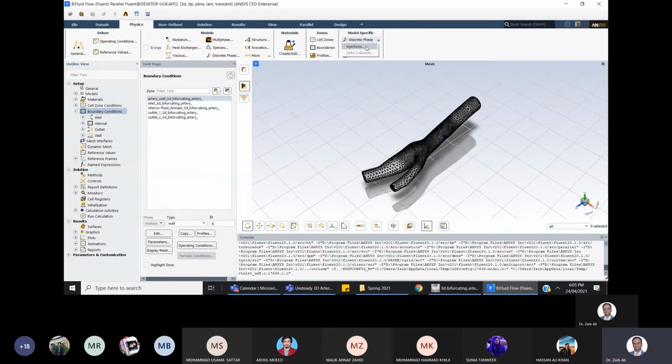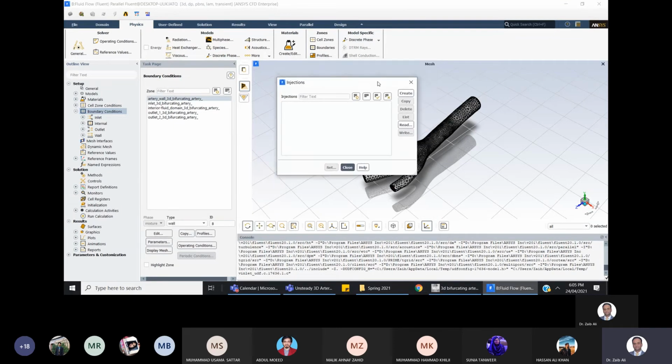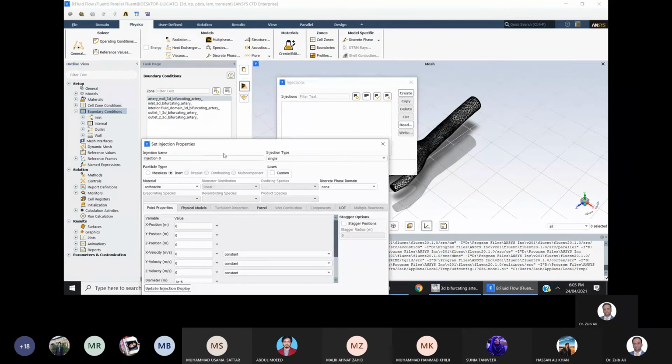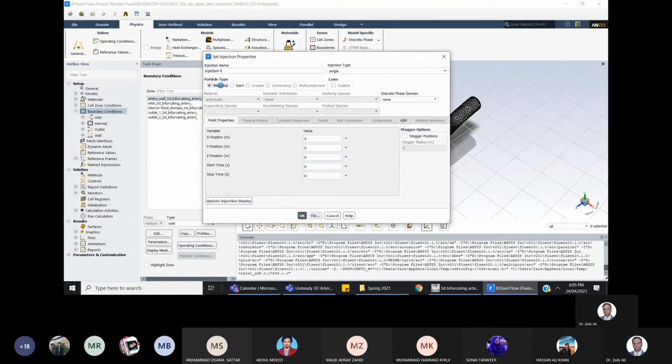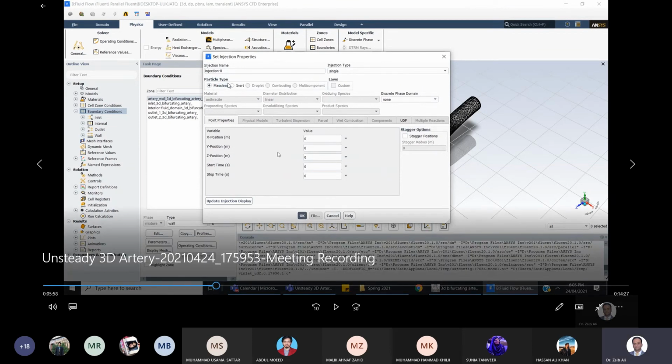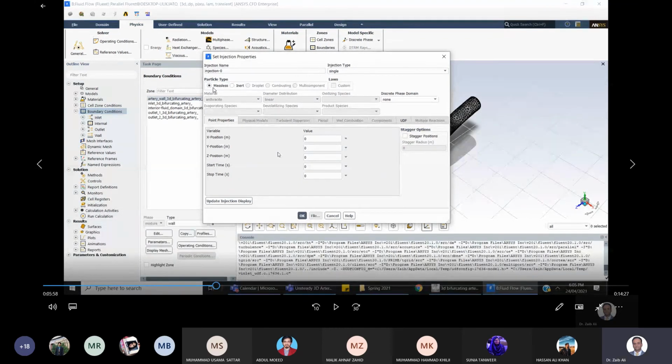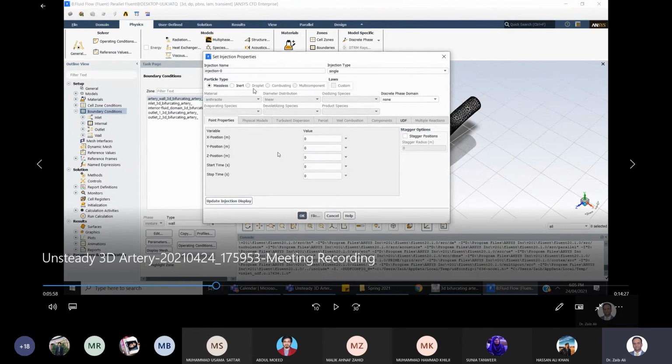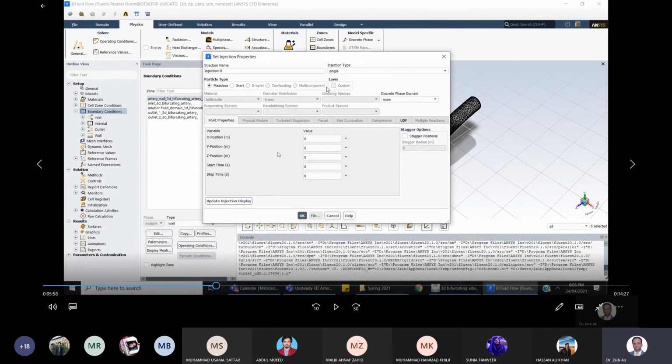So we go to the physics, and in discrete phase, you go to the injections. Then you click create, and we are describing here massless because we are not introducing any physical particles, which is in addition to any other particles apart from blood. Of course, when you are using multi-phase calculations, then you can go for other types of injections as well, like inner droplet. So this is more about multi-phase and multi-material flow simulations.